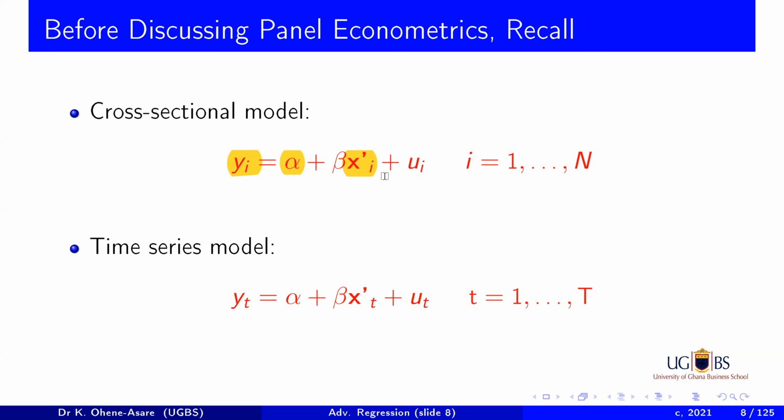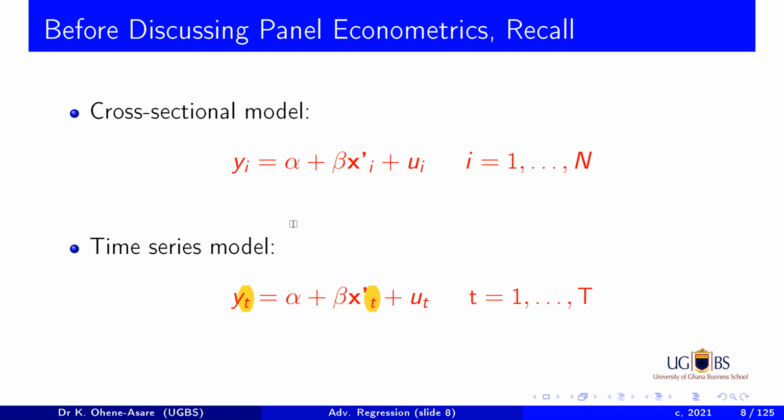Now watch it. In the cross-sectional model, there is an i attached to the explanatory variables. There's an i attached to the random noise. There's an i attached to the dependent variable. However, for a time series, there are no i. For time series, there is rather a t because it's time dependent. So it is changing.